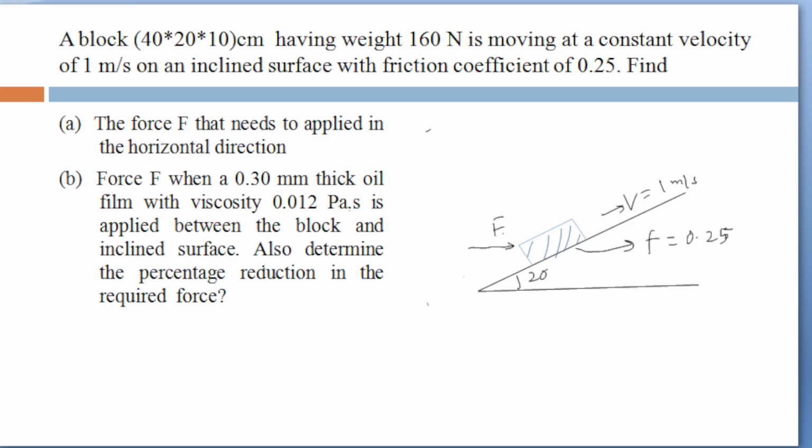So we take the first case. In the first case, we have to consider the friction. The block is moving upward, so the friction force F_f is downward. The weight is 160 Newton, and the normal force is Fn1. The weight has two components: one along the surface and another perpendicular to the surface.